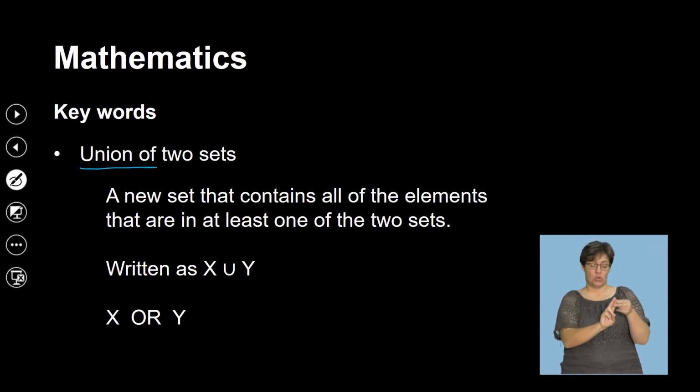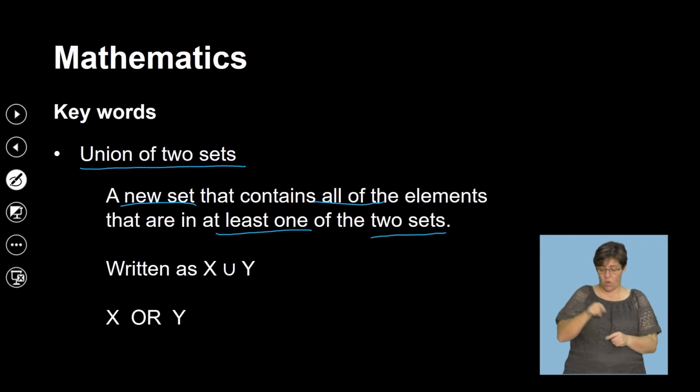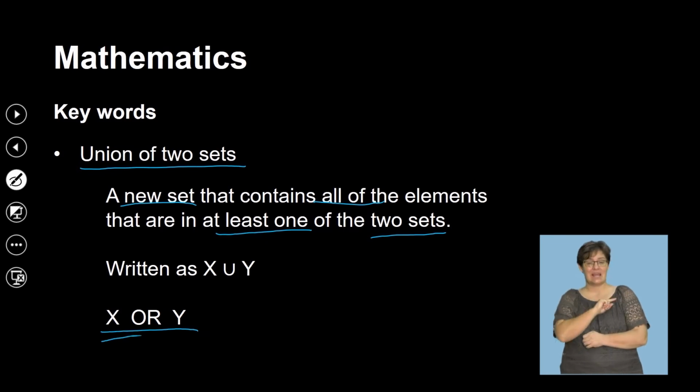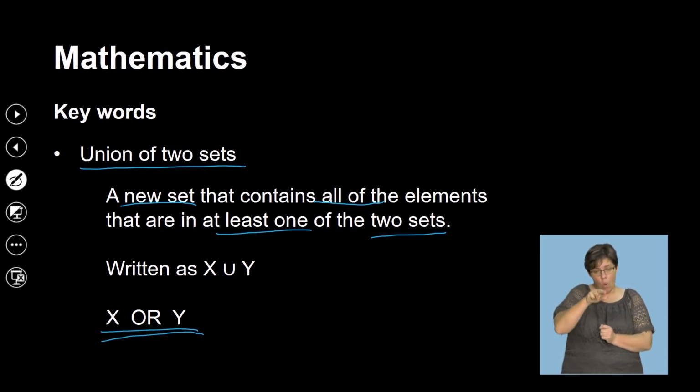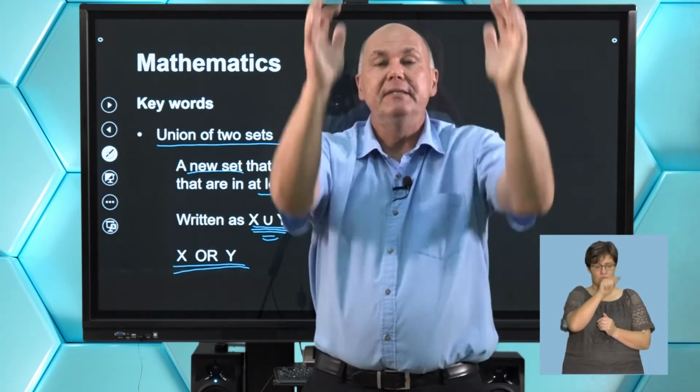So the union of two sets is a new set that contains all of the elements that are in at least one of the two sets. So it must have all the elements of X, but it can also have the elements of Y, and some of the elements of X could be in Y, and that's why we use the notation X or Y. Please notice that the word union has got this symbol that looks like a U. So it's up and down like this.